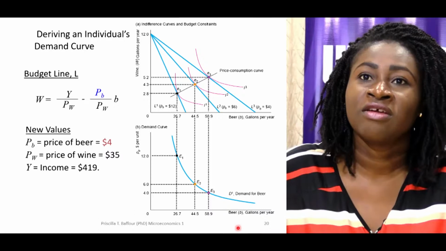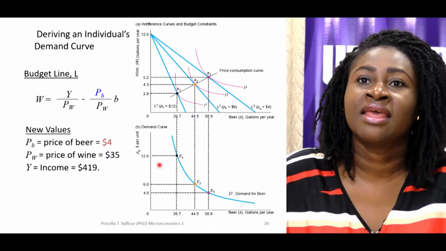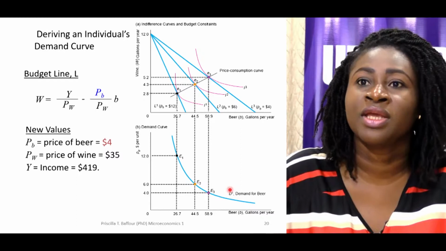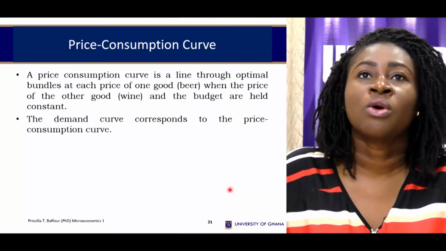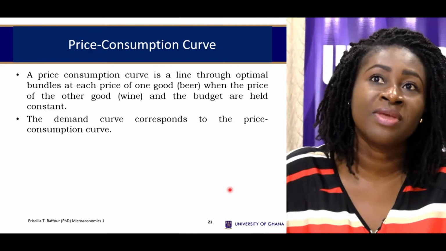We plot the price against the quantity, and that gives us the demand curve that Gail would have, which is the demand for beer, your typical downward sloping demand curve. Closely related to that, we want to look at the price consumption curve, which is a line that goes through the optimum bundles of prices of the goods for beer and the prices of wine.